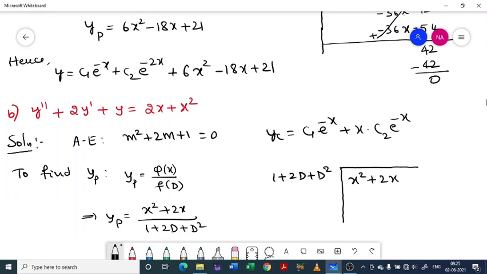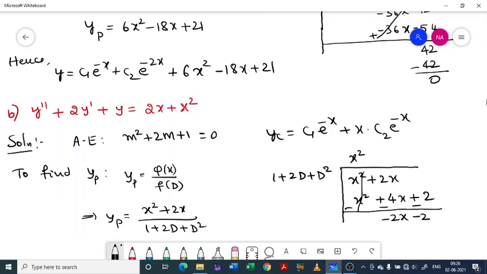Now x square divided by 1, that is x square only. So x square into 1, x square. X square into 2d. So 2 into derivative of x square, so 2x into 2, 4x, plus second derivative of x square, that is 2. Subtracting, x square gets cancelled, minus 2x minus 2.